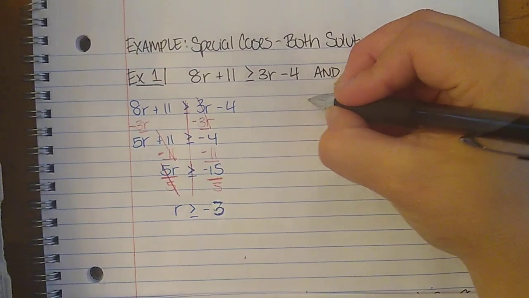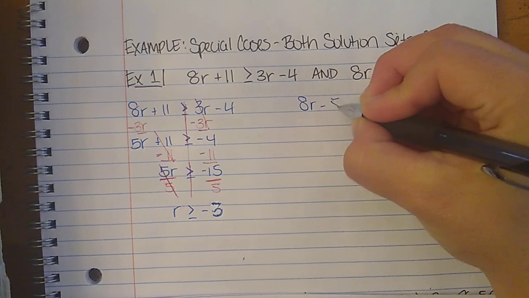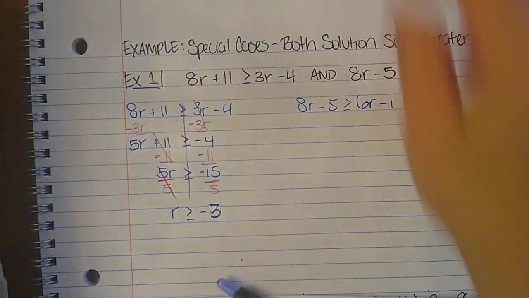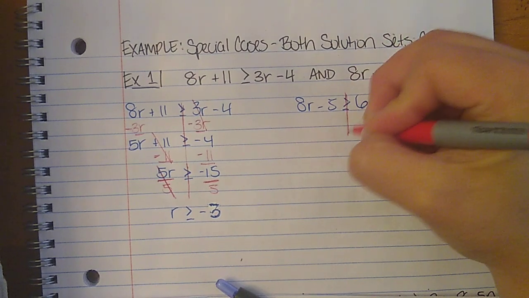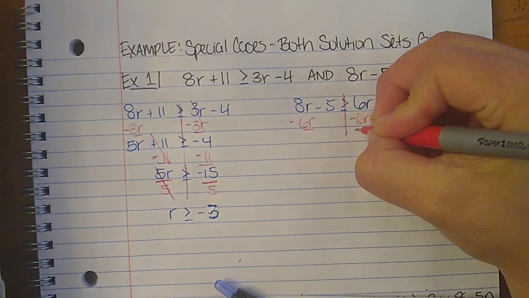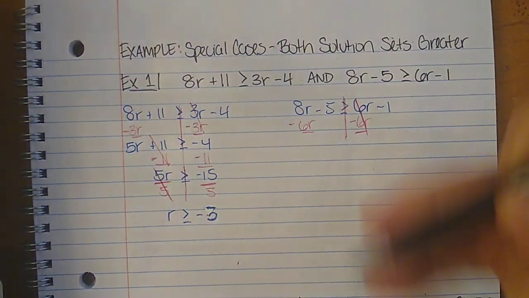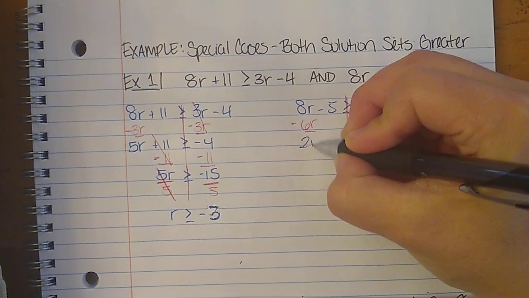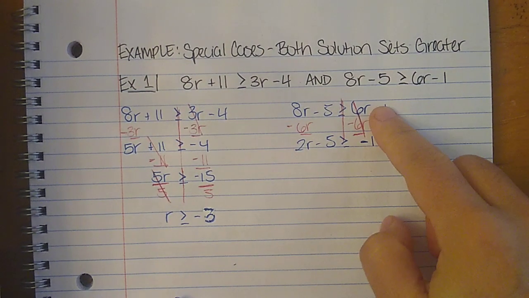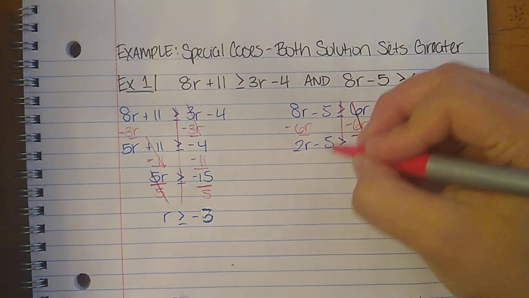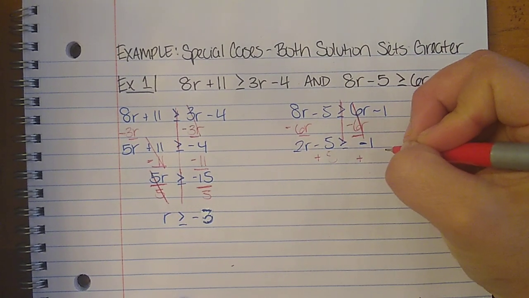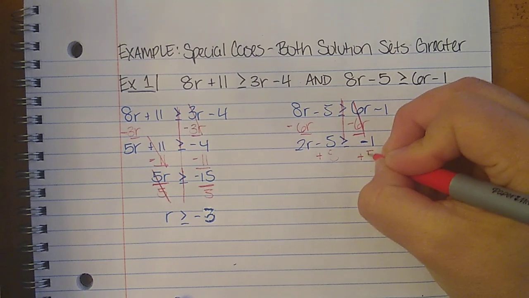Now let's do the other. 8r minus 5 is greater than or equal to 6r minus 1. Step 1, combine like terms in my variable, moving the 6r by subtraction, which will zero it out on the right. I end up with 2r minus 5 is greater than or equal to -1, making sure to keep that sign there. I add 5 to both sides of my inequality.